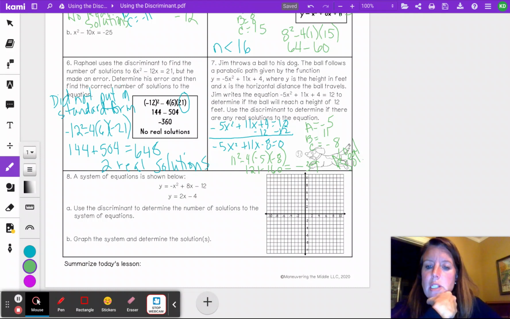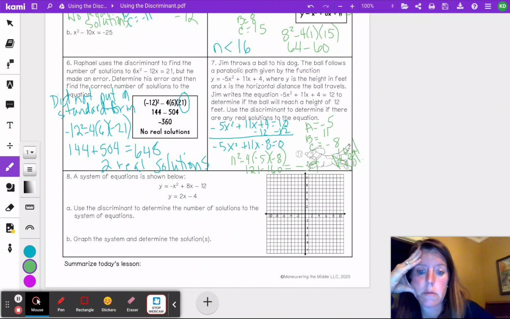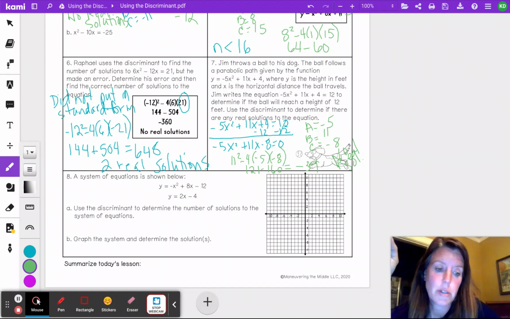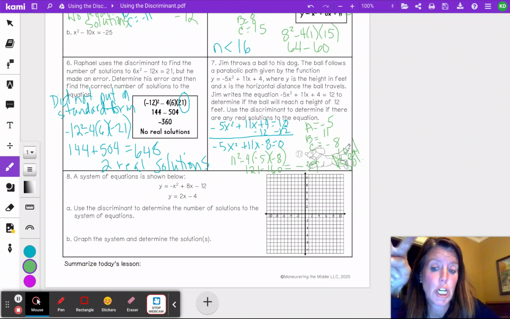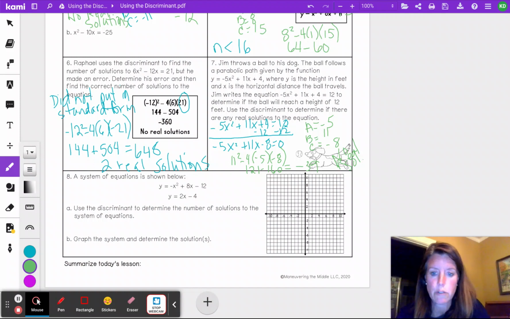Okay, so we've got our systems of equations again. Use the discriminant to determine the number of solutions to the systems of equations. Because I'm here for you, let's go ahead and solve this by putting it in standard form. Then you just put it in your graphing calculator. Actually, I'm going to pull up a Desmos, and it will tell you right there. But we have to get it in standard form first.